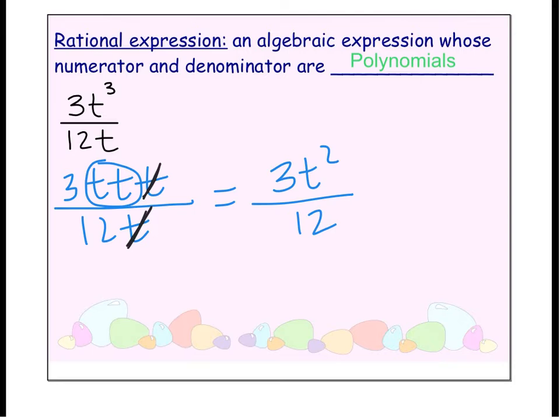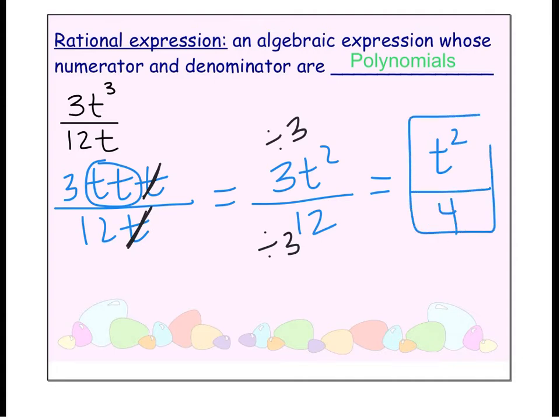And now I have to decide if I can simplify the 3 over 12. So I have to think about what's the biggest thing I can divide both of those by. In this case, I can divide both by 3. So then I would have 1, or just t squared, since 3 divided by 3 is 1, over 4. That would be my final answer here.